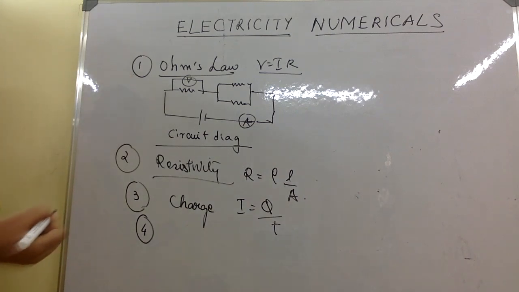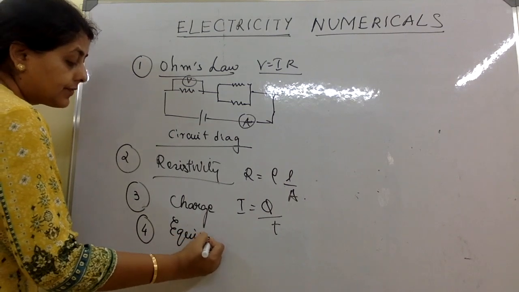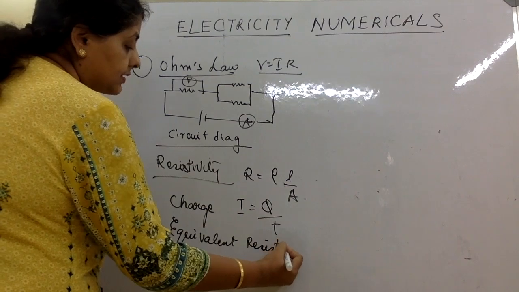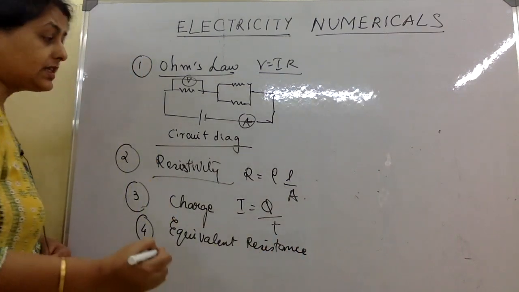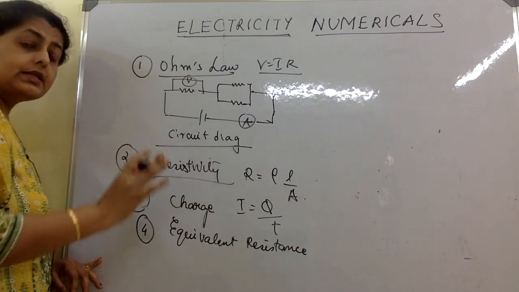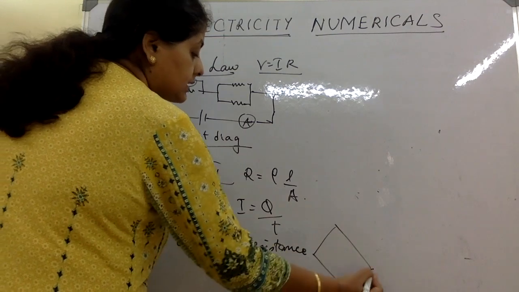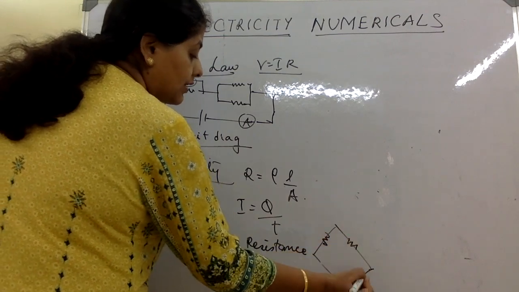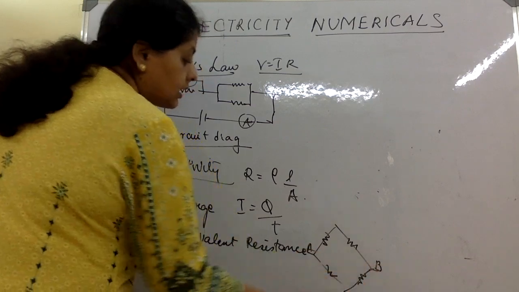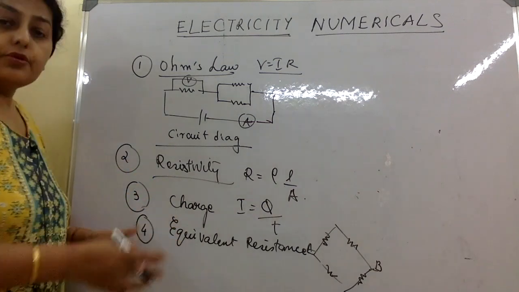Now, the fourth type of question is equivalent resistance. Sometimes it is asked only by itself, like you will have R1, R2, R3, R4 and then junction A and junction B. How much is the equivalent resistance between A and B? This is the fourth type of question.